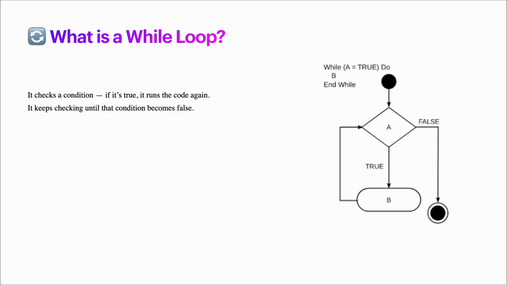So look at the image on your right-hand side. It says while A is equal to true, it checks a condition. Okay, do B if it's true, then end while. So we end the while loop if the condition becomes false. Now, if you notice, after doing B we go back and check. Now the condition is false, so we end the loop.